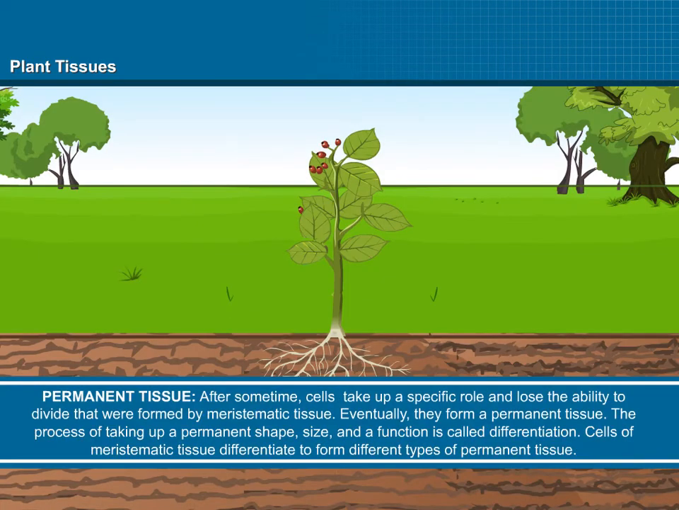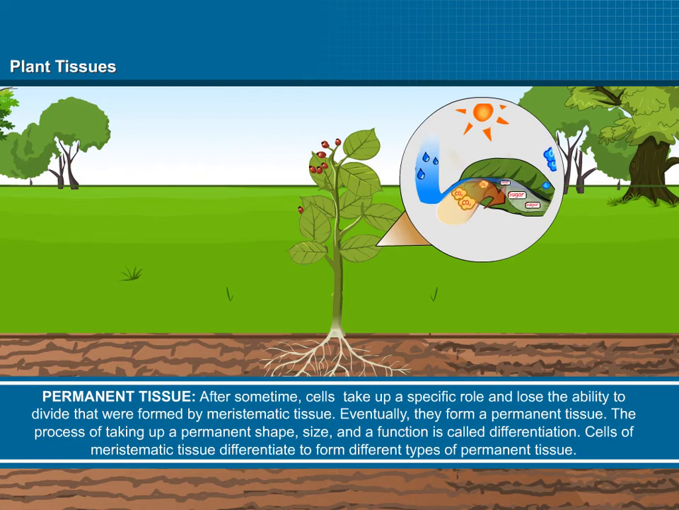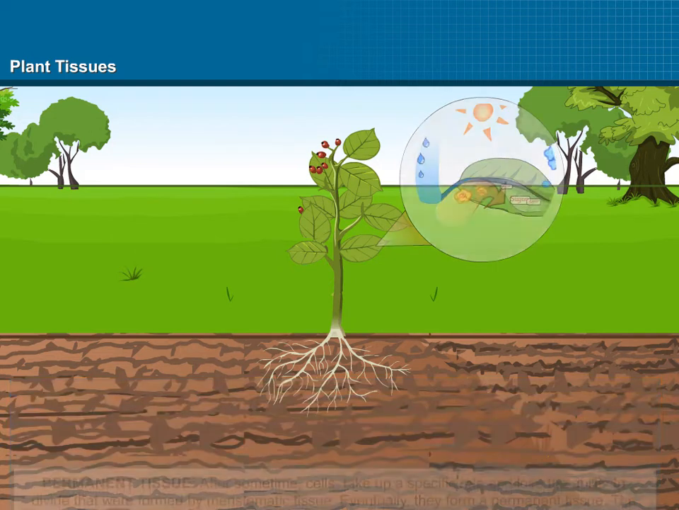Permanent tissue. After some time, cells that were formed by meristematic tissue take up a specific role and lose the ability to divide. Eventually, they form a permanent tissue. The process of taking up a permanent shape, size, and a function is called differentiation. Cells of meristematic tissue differentiate to form different types of permanent tissue.